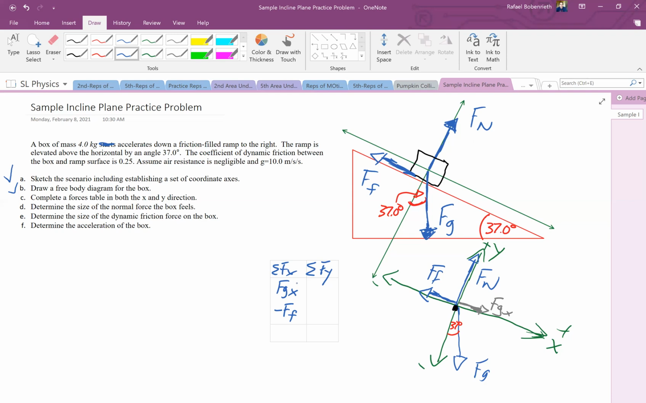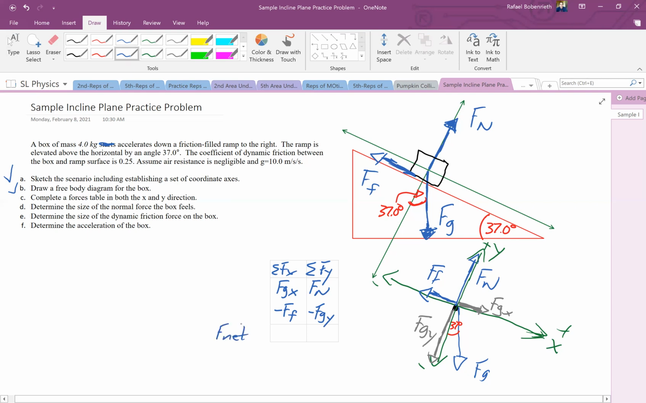Okay, what about in the y direction? Well, in the y direction, notice we have the normal force that's acting in the positive y direction. And similar to FGX, I also have a portion of the weight that is operating along the y-axis, and that's FGY. And I've drawn it in gray here just to differentiate it. Okay, and so again, in my forces table, I would write minus FGY.